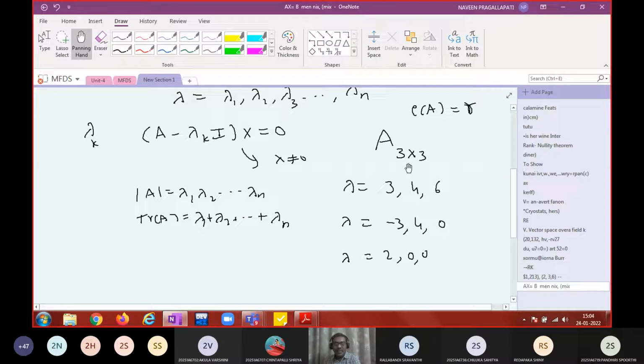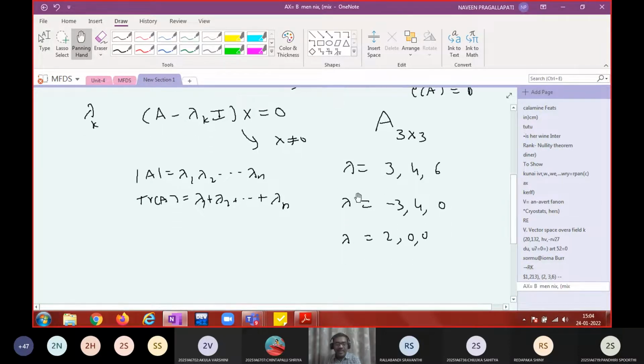Okay, order is 3, but there are only 2 non-zero eigenvalues. One is 0, then the rank is going to be 2. Order is 3, but only one non-zero eigenvalue. That means the rank is going to be 1. So the rank of A can also be equal to the number of non-zero eigenvalues of a matrix.